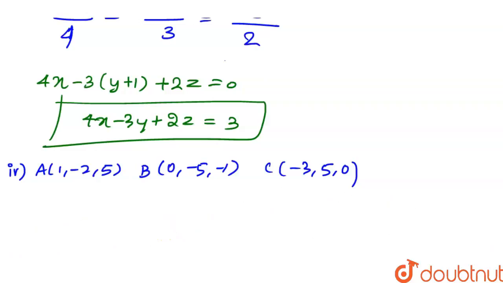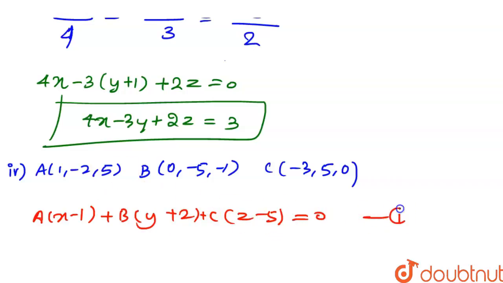Now we will write down here that a times of x minus x1, that is a into x minus 1, plus b times of y minus y1, y minus (minus 2) is y plus 2, plus c times of z minus z1, that is z minus 5, is equal to 0. So this is our first equation for this part.